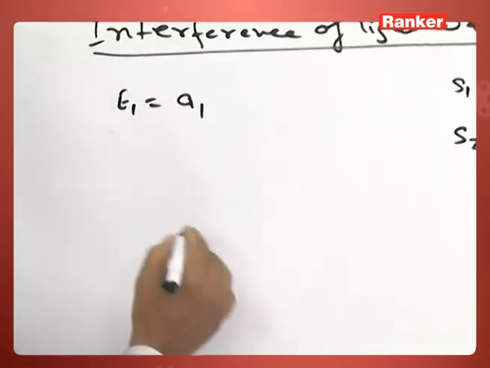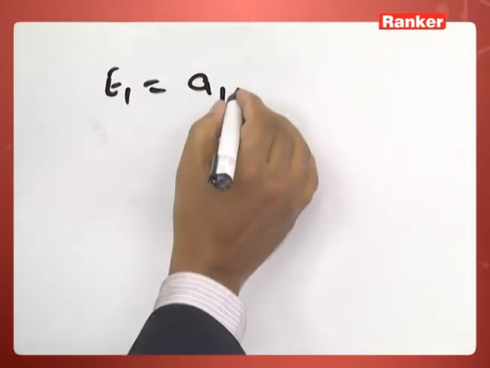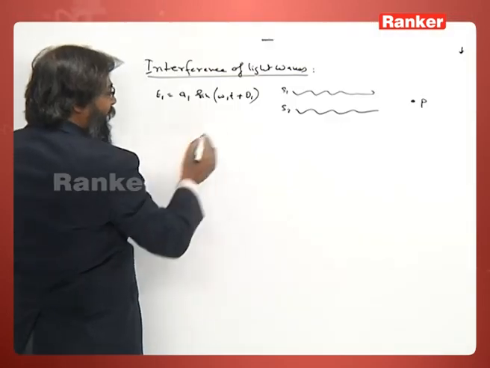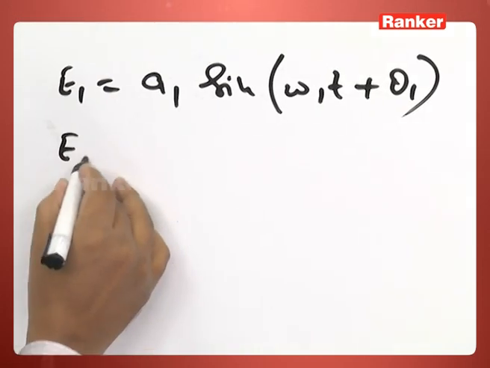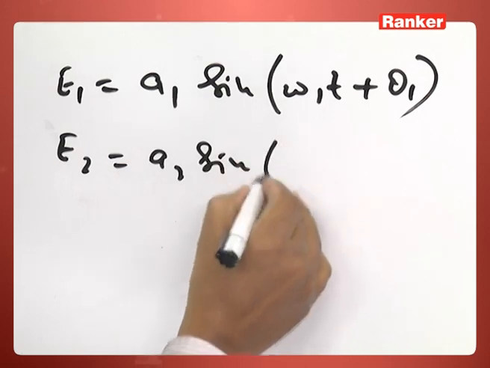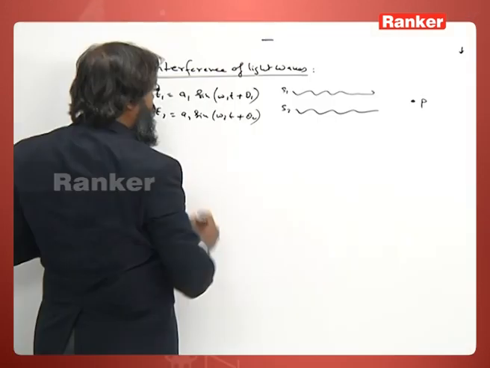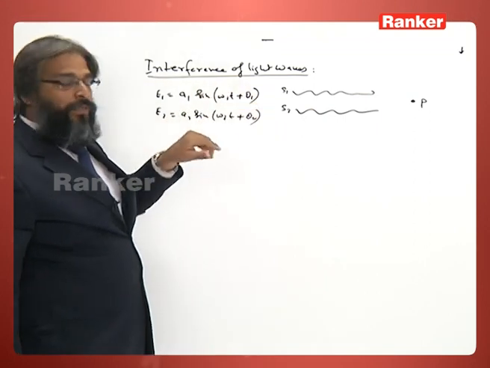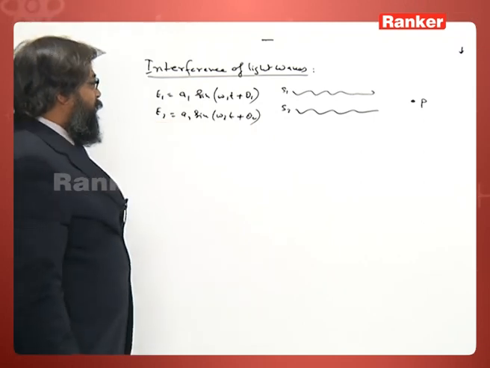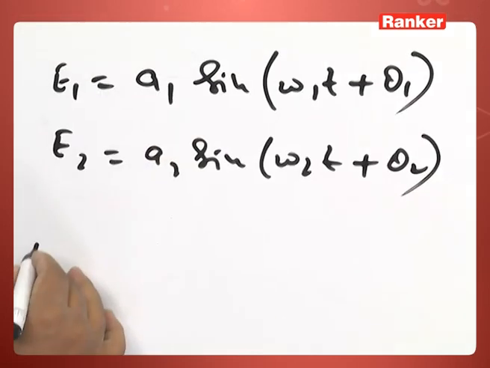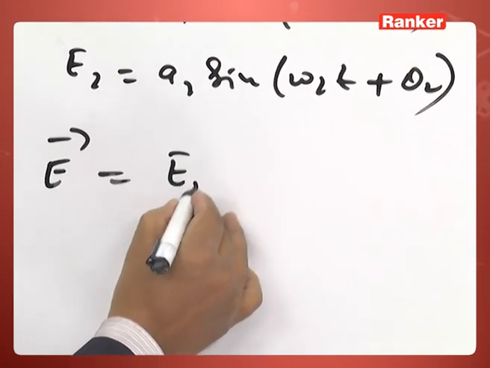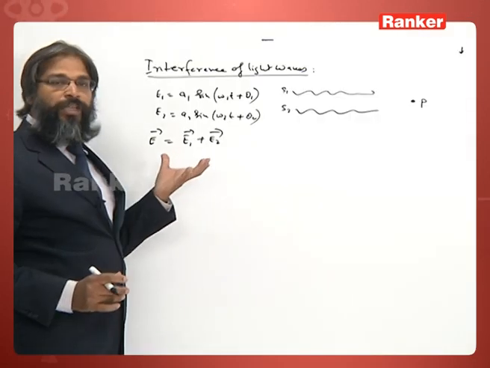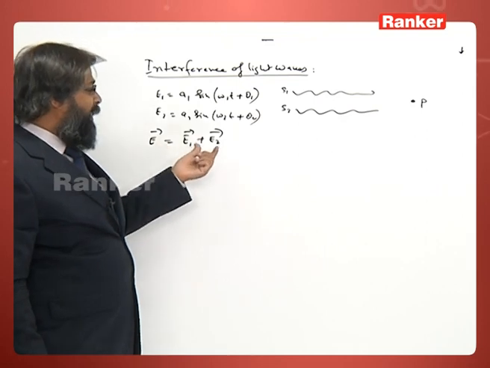So, suppose the electric field due to S1 is given by E1 is equal to A1 sin(omega 1 t plus theta 1), and the electric field component due to S2 is given by E2 equals A2 sin(omega 2 t plus theta 2). So, these two electric fields are because of the two waves coming from S1 and S2. So, now when they interfere according to the principle of superposition, E will be given as E1 plus E2. Now, we are interested in the distribution of energy. So, we must know how much energy this carries.